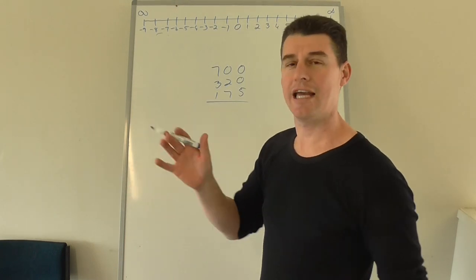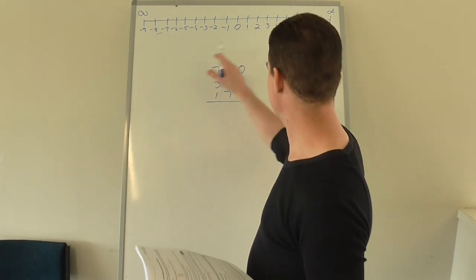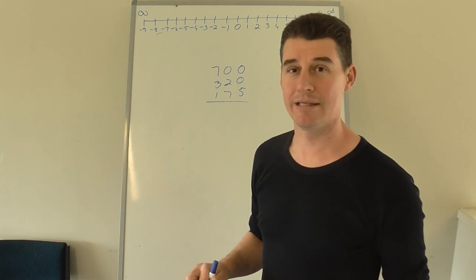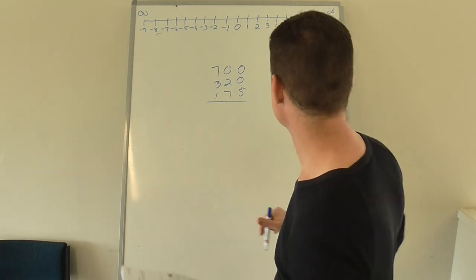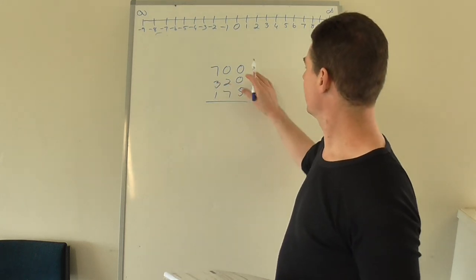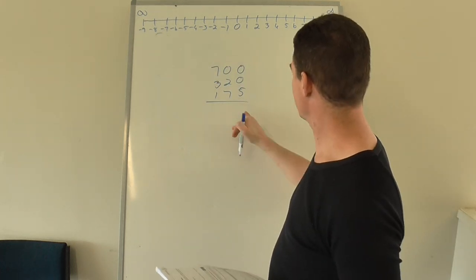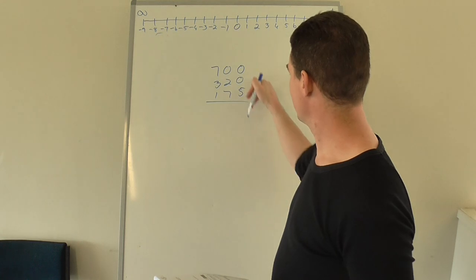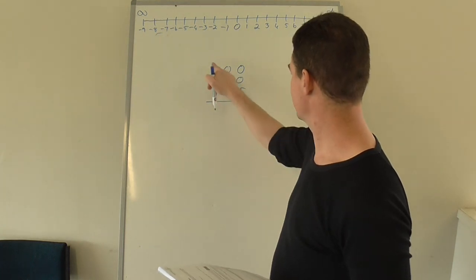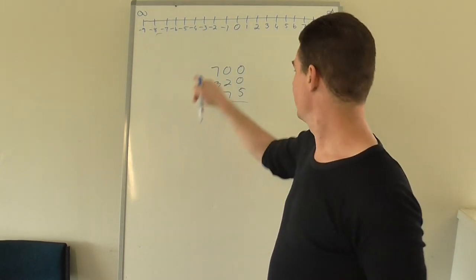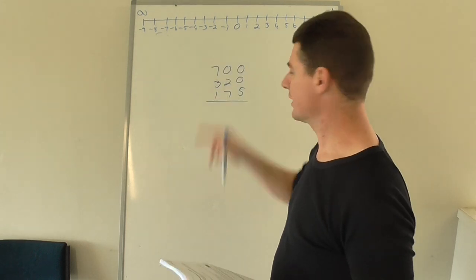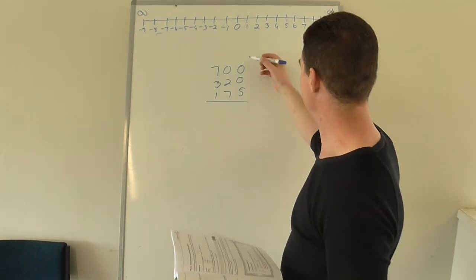So even though you can use a calculator in this, I'm just quickly going to show you how to do it manually if you really need to. First of all, you just write your numbers underneath each other. Make sure that the ones are under the ones, the tens are under the tens, the hundreds are under the hundreds. And then you just simply add it up.